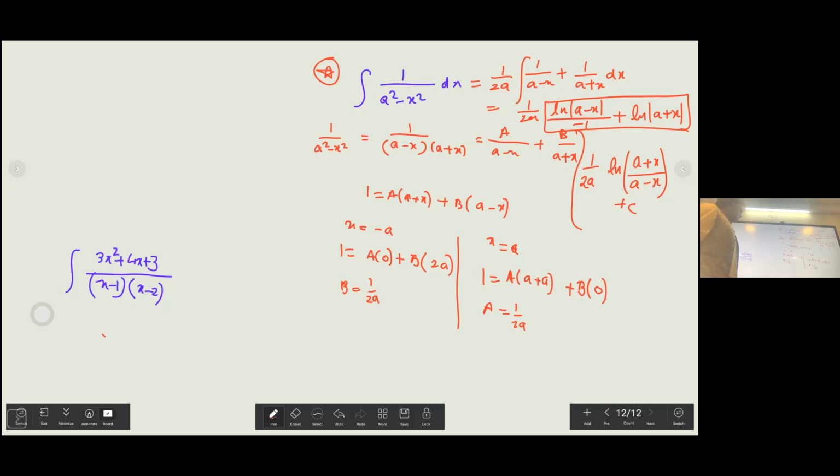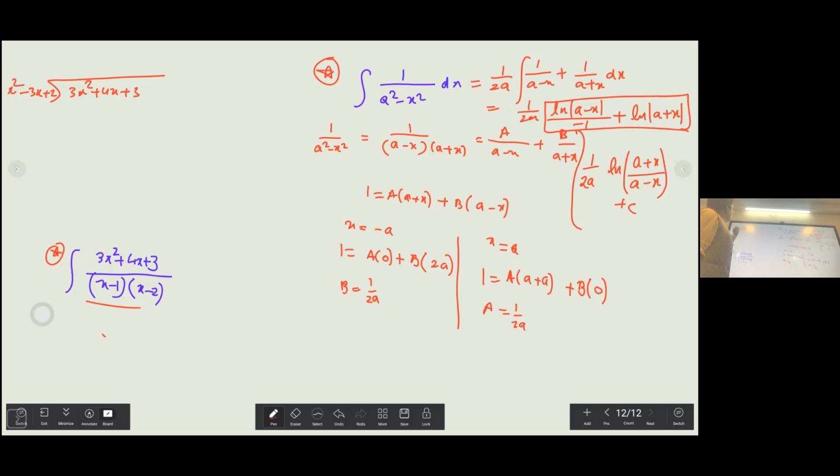So first, let's check how to do this kind of question. (3x squared + 4x + 3) upon (x minus 1)(x minus 2). In this case, you can't express it as a partial fraction directly. So first you long divide by x squared minus 3x plus 2, because if you open this bracket, you get x squared minus 3x plus 2.